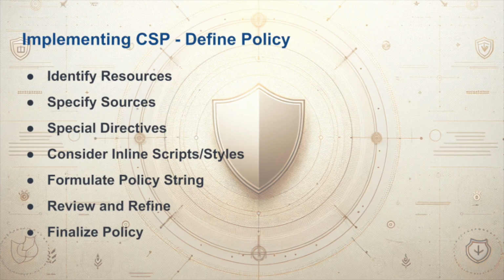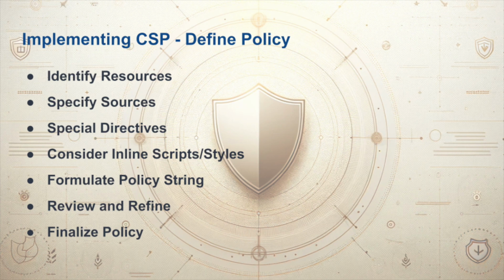In defining a CSP policy, we start by mapping out all the resources our web application uses. The goal is to identify where these resources should come from. We then break down our policy into specific directives for each resource type, determining, for example, which domains are safe for scripts and which for styles.